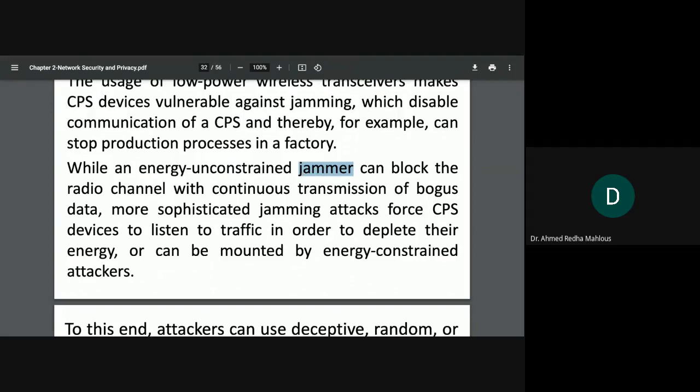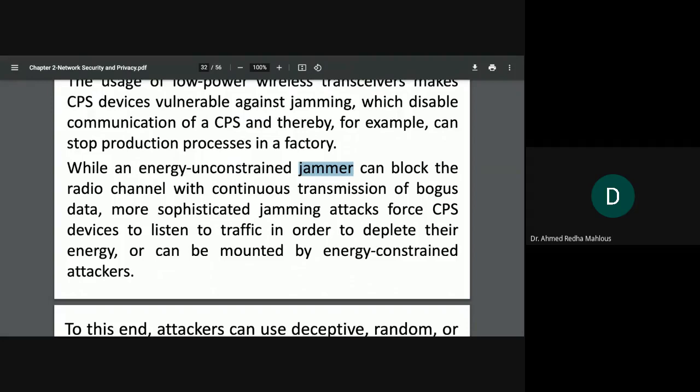We said the jamming attack is someone who has a device to send fake data through the same frequency that is used between two CPS devices. If that attacker is using a laptop with a limited battery life, because he is continuously sending data, what does that mean? That means the energy or the power of the battery will decrease.